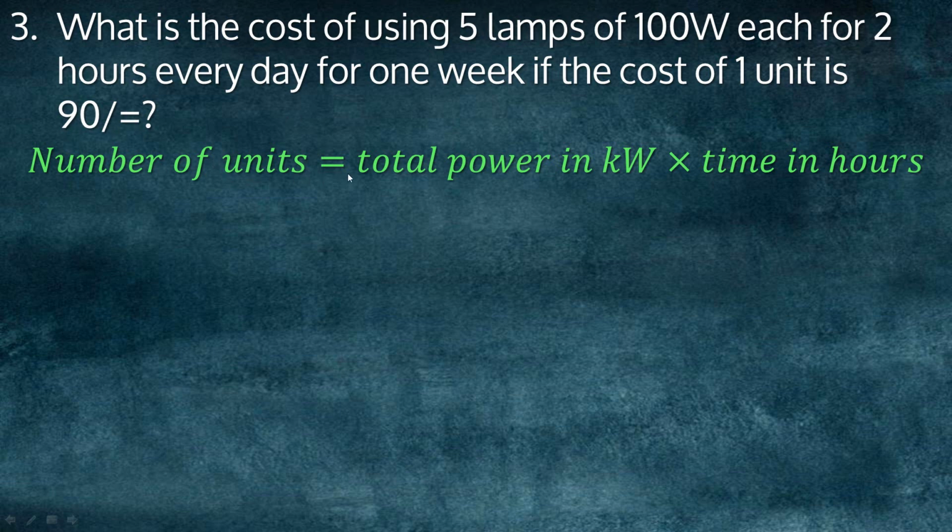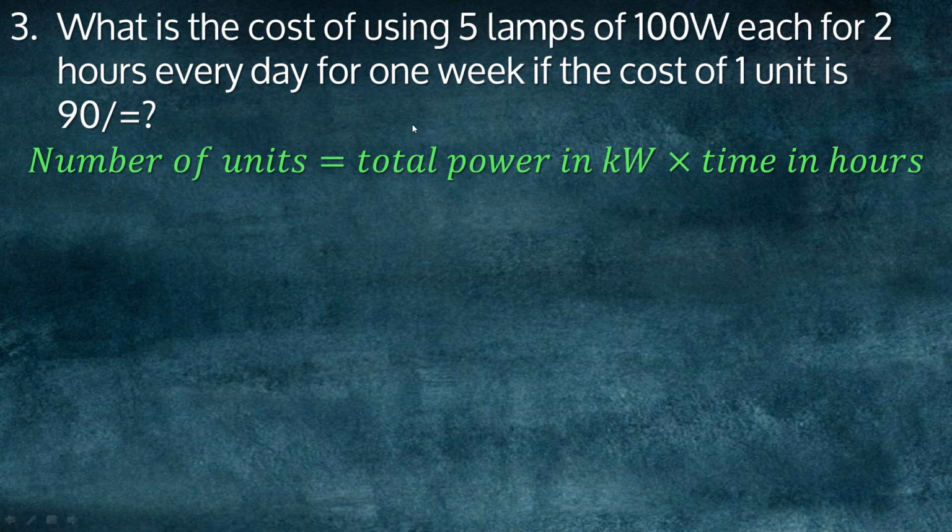The number of units will be equal to total power in kilowatts times the time in hours. By the way, don't get me wrong, don't quote me wrongly. It's not realistic for us in this country to have a unit cost of 90 shillings. The cost of production of that power is high. Yes, you have to bear that in mind. We shall look at the production of electricity later on.